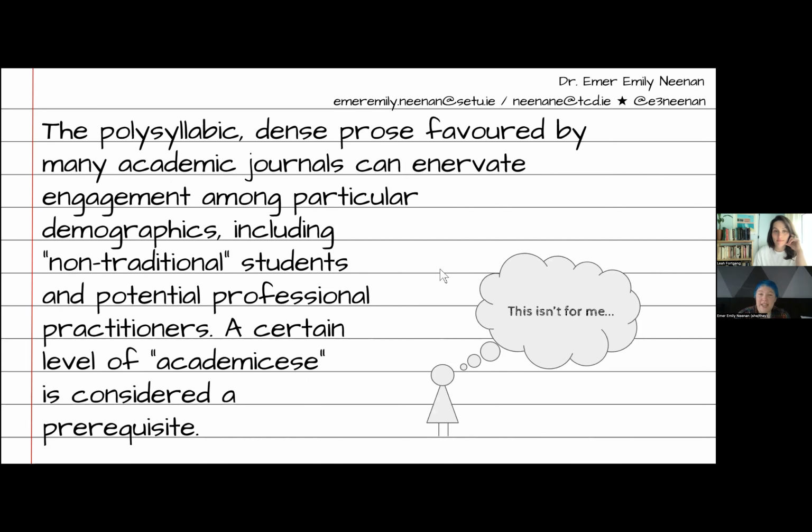And this kind of dense prose that's favored by a lot of academic journals, it puts people off. It makes people less likely to engage with it. I don't think I've ever met anyone who actively enjoys reading traditional academic writing. Even people who really enjoy their field and really like finding out new information about their field tend to get a bit exasperated when it's written in a really dense way or written with a lot of jargon.